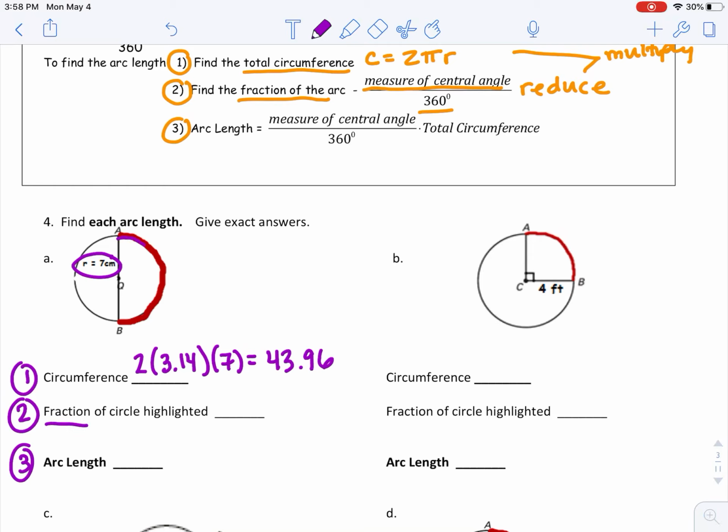Then I need to do step 2, which is the fraction of the circle that's highlighted. Well, this one, it's this red part right here, that's pretty easy, right? That's exactly 1/2 of the circle. But if I wasn't sure, I would do the degrees, and then divide that by 360. But in this case, it's 1/2.